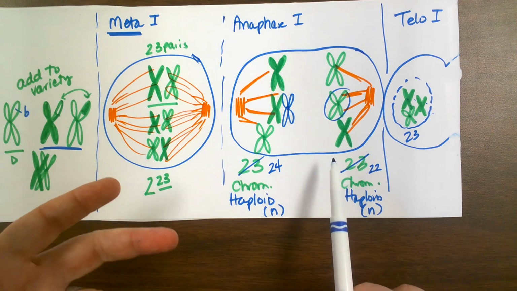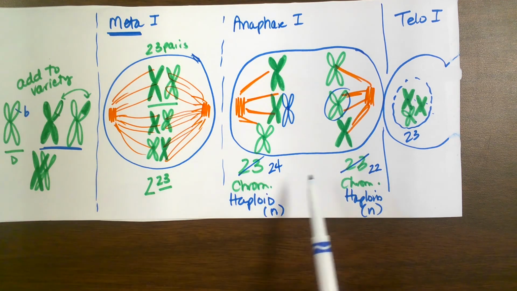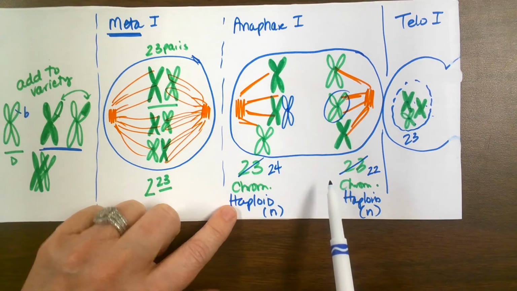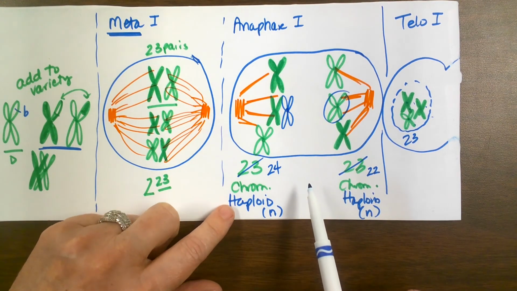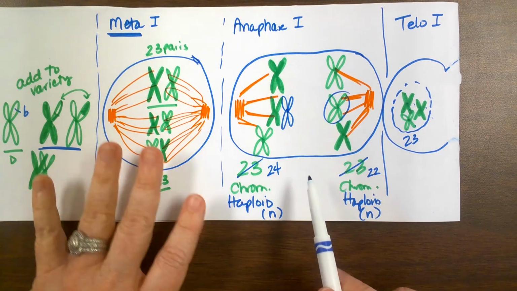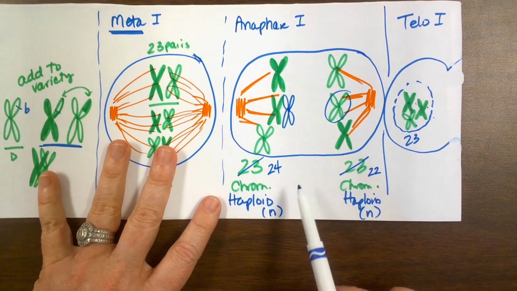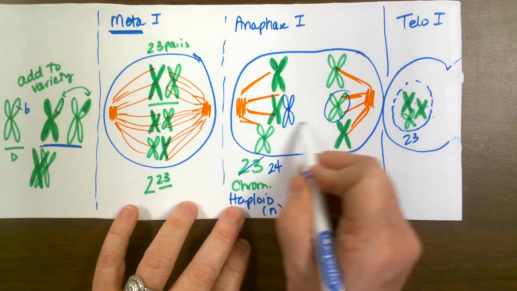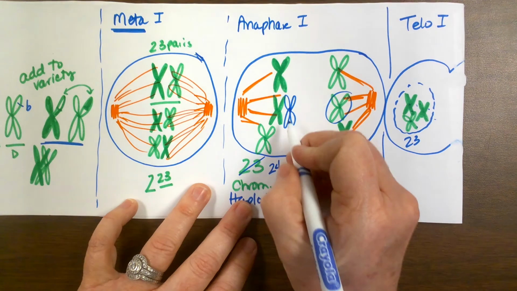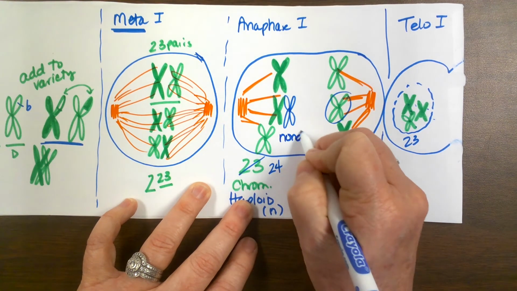Now, if these are egg cells, then it's just not going to develop and you have issues. If these are sperm cells, it may continue, but it will never be able to survive in the body because it'll die as soon as it gets there. This process of not separating like you should is called non-disjunction.